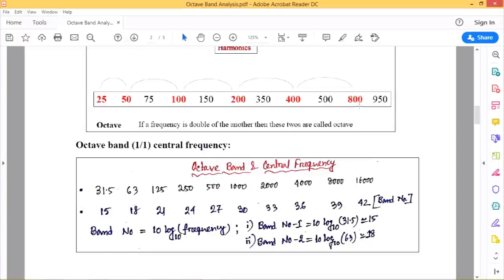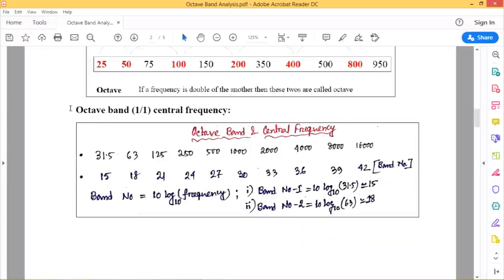Okay, now come to the next, octave band. In brackets you can see 1 by 1 octave band central frequency. So why is this octave band generally known as 1 by 1 octave band? Why is it called 1 by 1? I will come to it later. First of all, just learn what you mean by octave band central frequency.